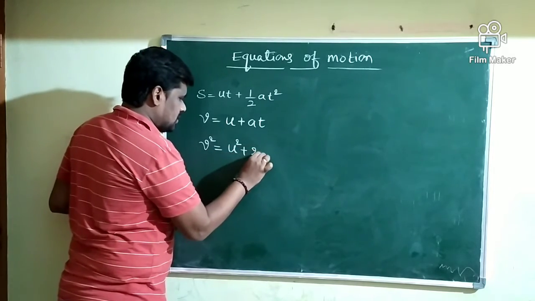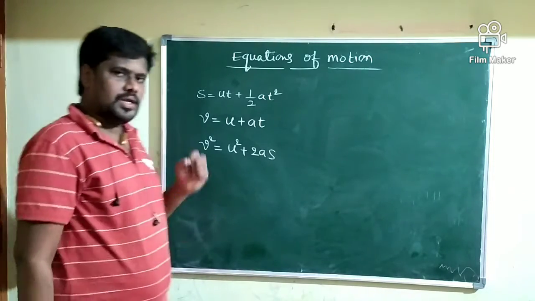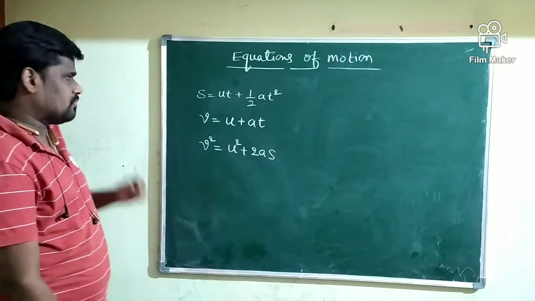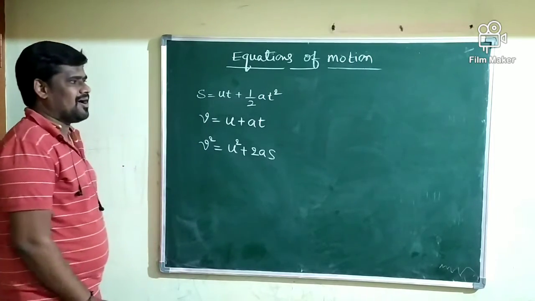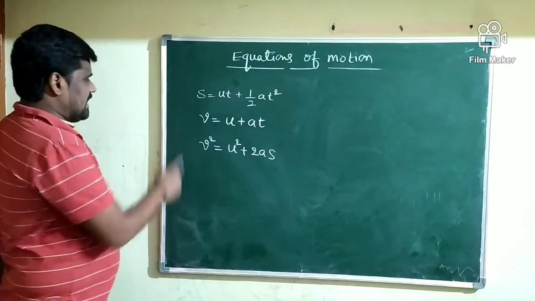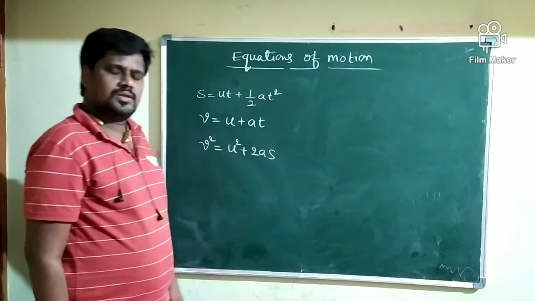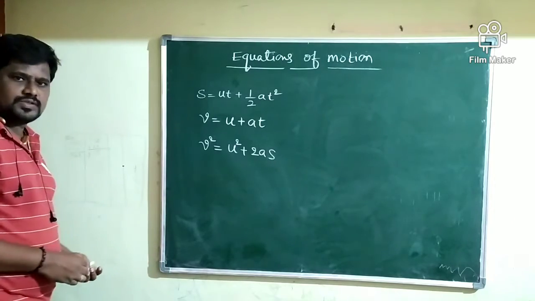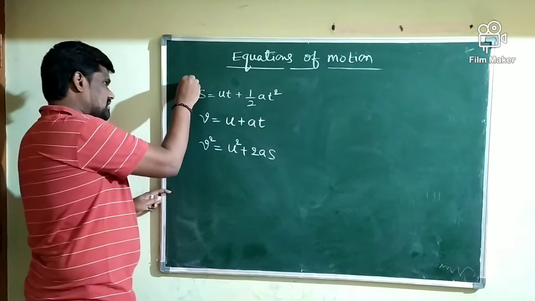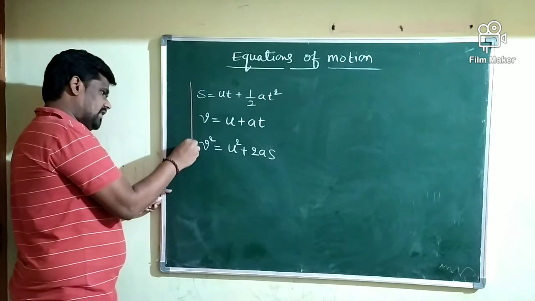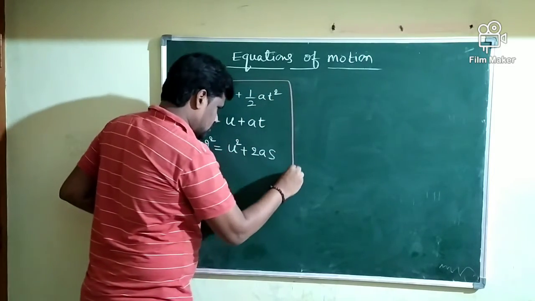Most frequently used equations of motion are: one is S is equals to ut plus half at square. The second one is v is equals to u plus at. The third one we will call v square is equals to u square plus 2as. These three are very fundamental equations of motion.